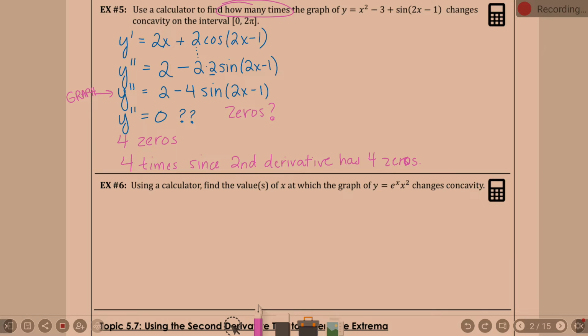6 asks us to find the values at which the graph changes concavity. Would it be a similar setup? Find the second derivative, and then you could graph it, right? And you can find, it'd be basically doing this, but finding the actual zeros. So I'm going to skip 6 because I feel like it's very similar in terms of what you would do. And I'm going to keep moving. Again, if we have time, we'll be back. We have a lot to do today, though.